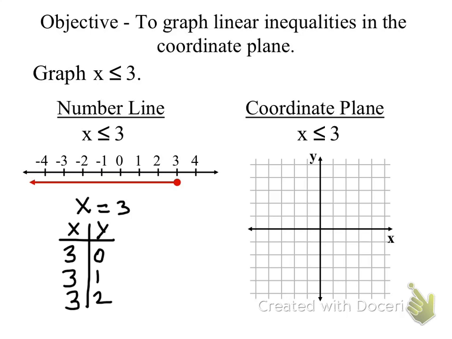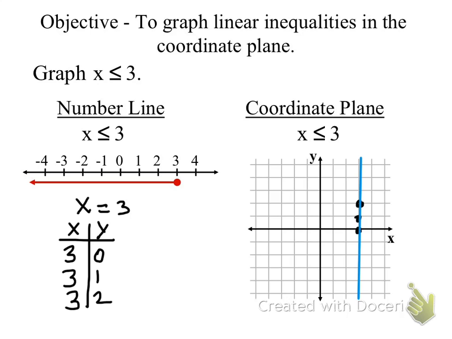3 across, 0 up. 3 across, 1 up. 3 across, 2 up. And we're seeing a pattern. Now this is what we call a boundary line. It is creating a boundary line. So what I'm going to do with that boundary line is now I'm going to draw a line through it. I'm drawing a line through it, okay? And, okay, so I've now drawn a boundary line.